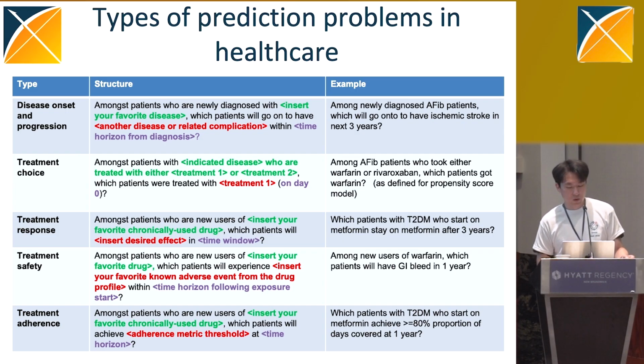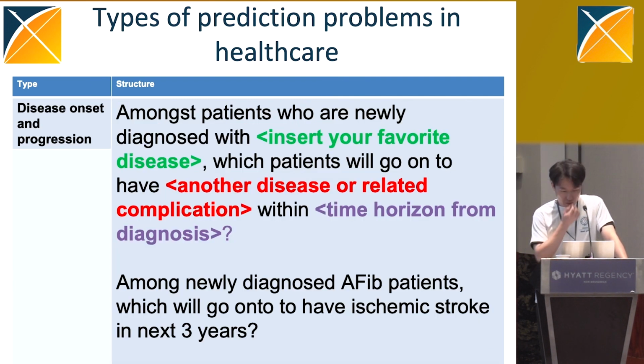So for example, we might want to predict some kind of disease onset or disease progression. Another common area is predicting treatment choice or treatment response. We could also ask questions about treatment safety. And finally, we might be interested in predicting treatment adherence, whether a patient will stay on their therapy. So we're going to walk through them one by one.